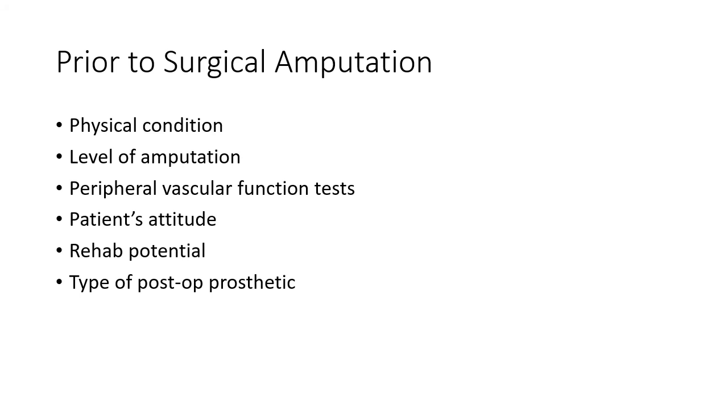So if your patient is going to surgical amputation, your pre-op responsibilities include checking the physical condition of the patient, level of amputation, peripheral vascular function tests, patient's attitude, and rehab potential, like how it is going to be, where the patient is going to be, and what kind of prosthetic devices he will be using, all that.